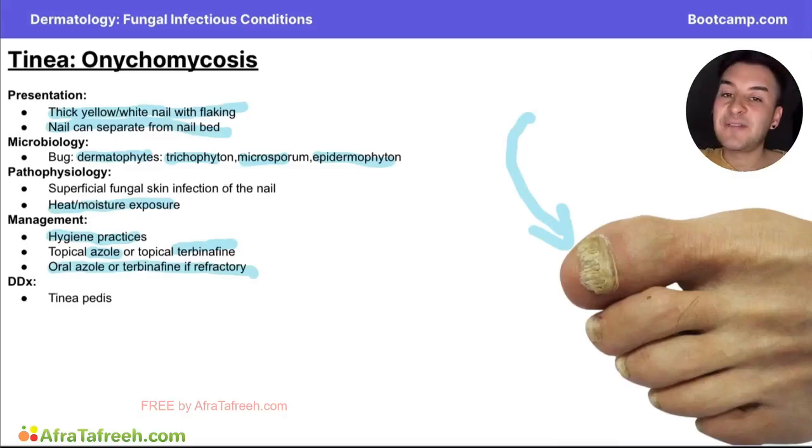Now, in terms of our differential diagnosis, we just talked about tinea pedis and how it is only a matter of nomenclature. The nail is onychomycosis, the skin is tinea pedis when we're talking about down here in the feet area.